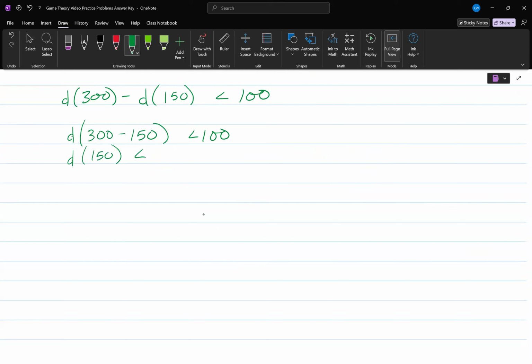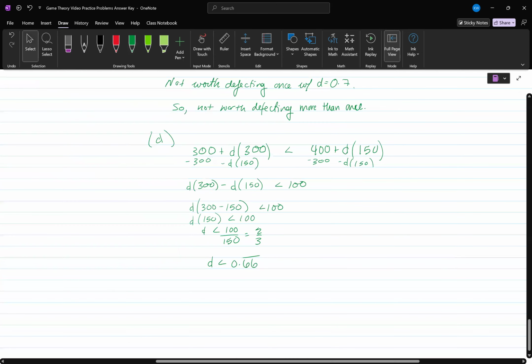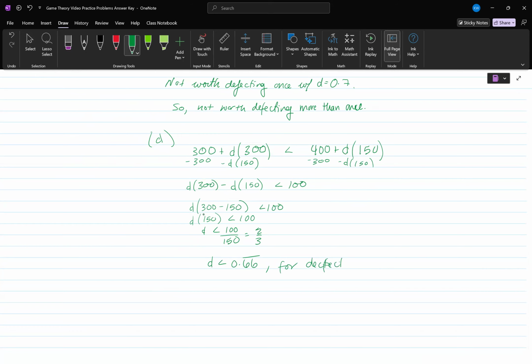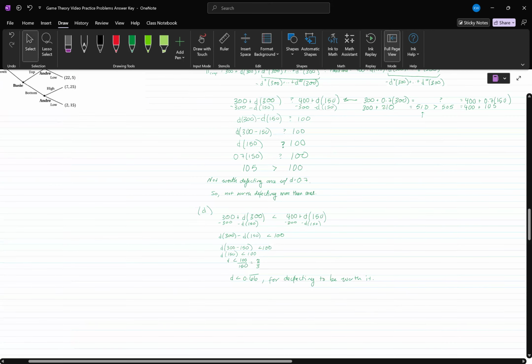Excuse me, that discount rate times 150 needs to be less than 100. So we're going to divide both sides by 150, and we're going to be left with a discount rate of 100 over 150, which is equal to 2/3. So that discount rate needs to be less than 0.66 repeating for defecting to be worth it.